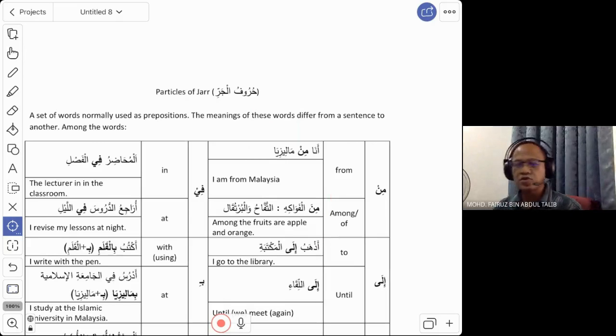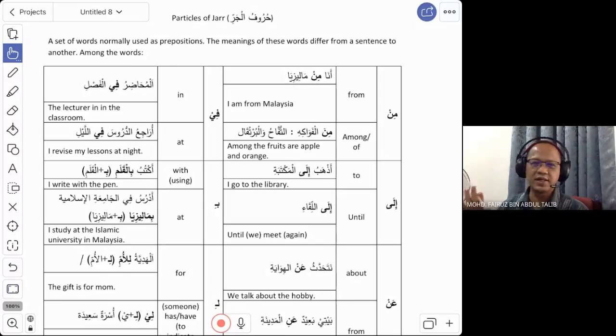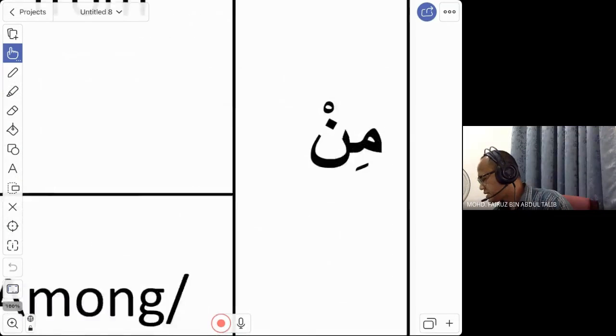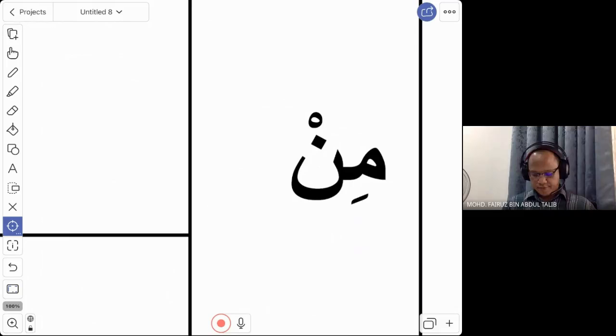Okay, now let us look. Here I give you the most important huruful jar, the most important that everybody must know. Number one, and I believe some of these huruf you have already learned in our previous lesson. Okay, now we look at the first word. The first word is this. Can anyone read this for me? What is this word? Min. Min. Okay, yes, thank you. This is min.